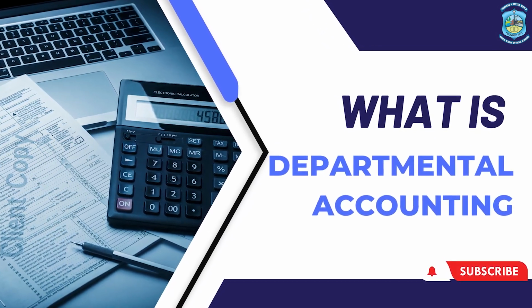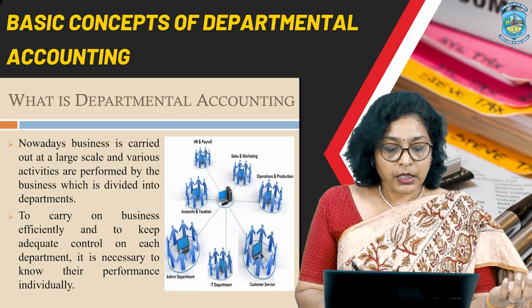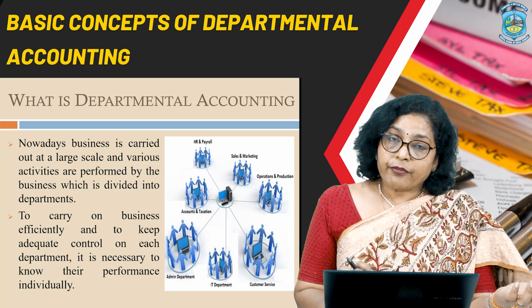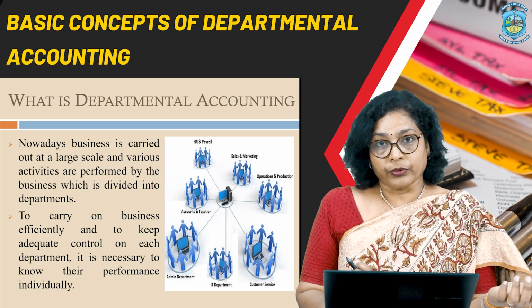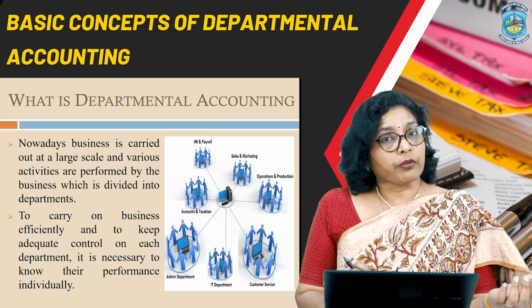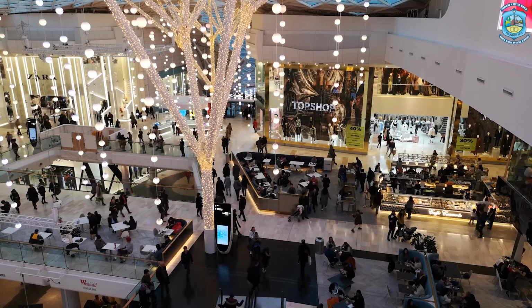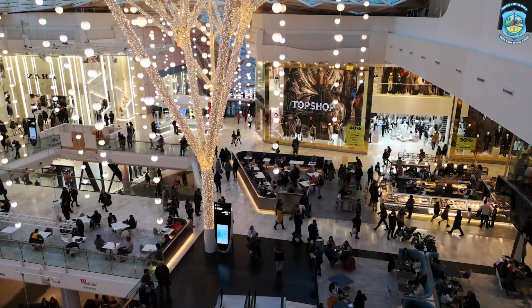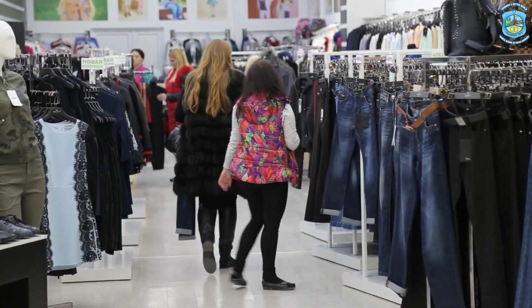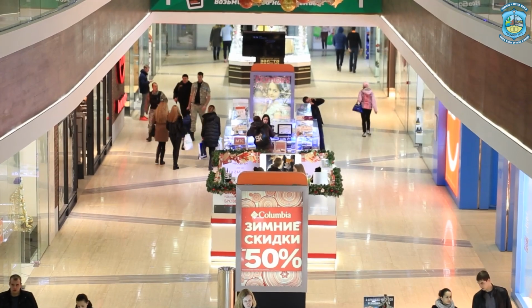As you know, nowadays business is carried out on a large scale. A business unit is selling different types of products or performing various activities under the same roof, which gets split into a number of departments. Take an example of a mall or departmental store where you will find various segments or sections which sell different types of products under the same roof.